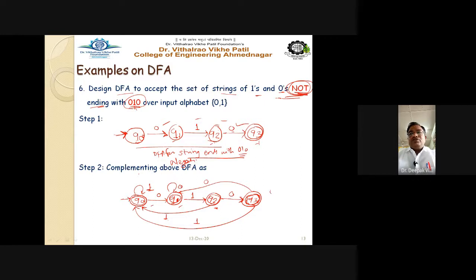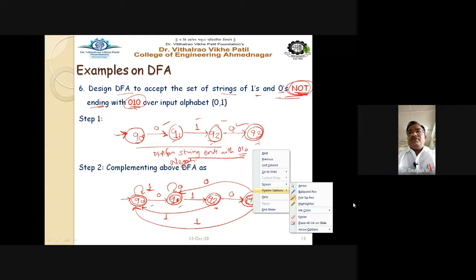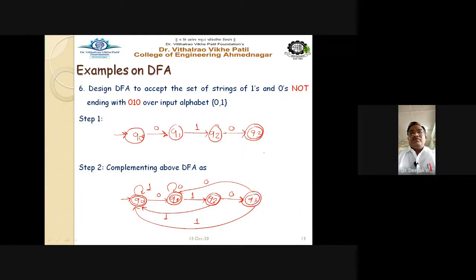Q3: you cannot take the self loop here on 0, 1, because this is not your final state. So 0 is transferred to Q1 state, and 1 is transferred to Q0 state. So this is your final DFA, where the strings do not end with 010. Getting this point or not?